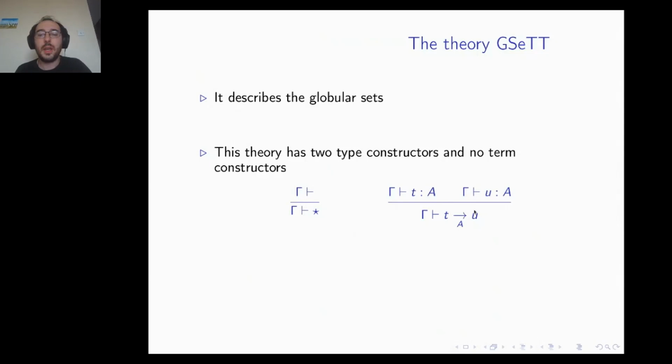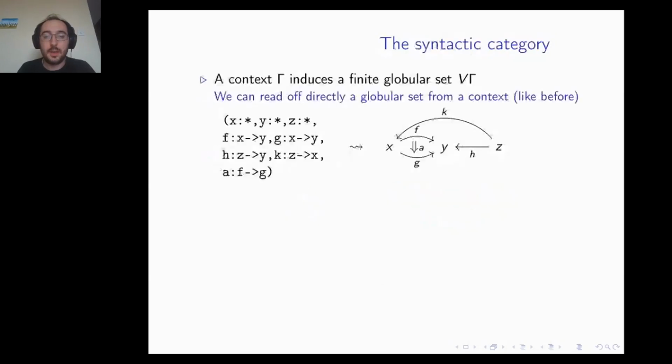And you have this arrow type here, which takes three arguments, t, u, and A. And the introduction rule here states that whenever t is a term of type A and u is also a term of type A, then you are allowed to build up the arrow from t to u over type A. And I want to convince you that using this, you can describe cells of a globular set. So we can just read directly from a context.